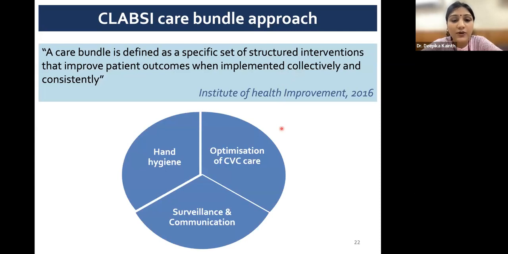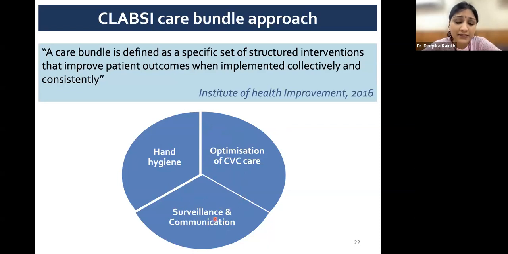There are various care bundles available in healthcare for CLABSI prevention, but they all focus on three major concerns. One is that hand hygiene has to be optimal. Second is optimization of the central venous catheter care, including skin care, hub care, insertion bundles, maintenance bundles. And the third is surveillance and communication. Whatever we do, we have to report it and communicate our results so that it helps in understanding the rates of CLABSI over time. So these three are the critical components of a CLABSI care bundle.